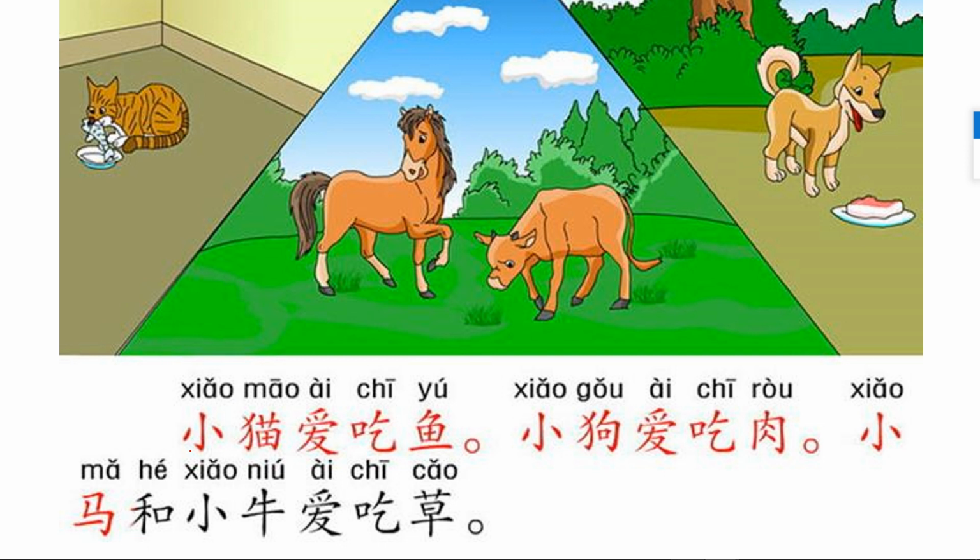Okay, it says 小猫爱吃鱼. Have you noticed? Every character has one syllable. 小猫爱吃鱼. So the cat loves fish. Then 小狗爱吃肉. Dogs love meat. Then 小马和小牛爱吃草. So small horses and small cattle love eating grass, right?